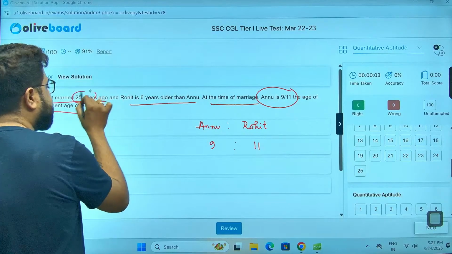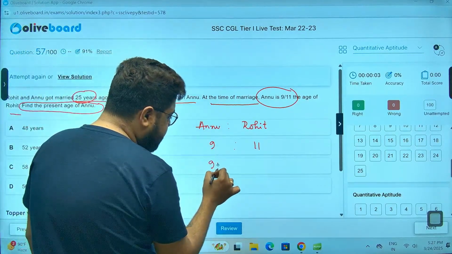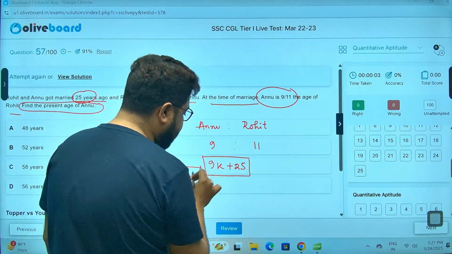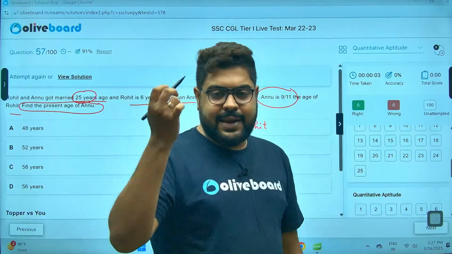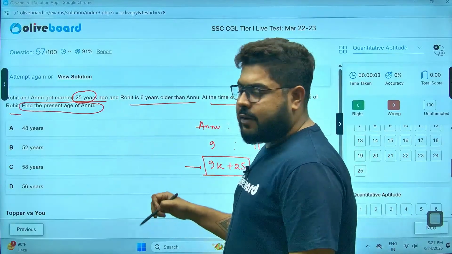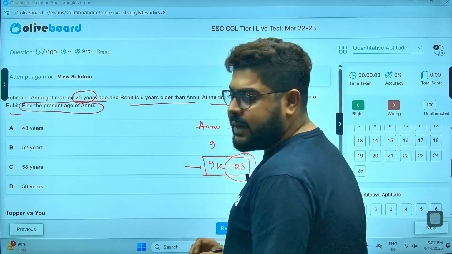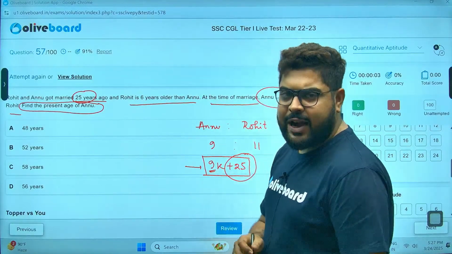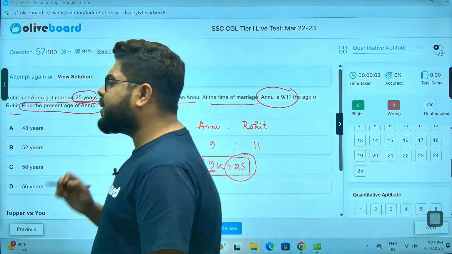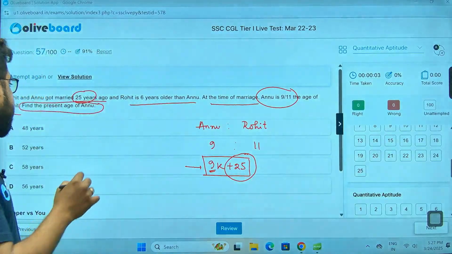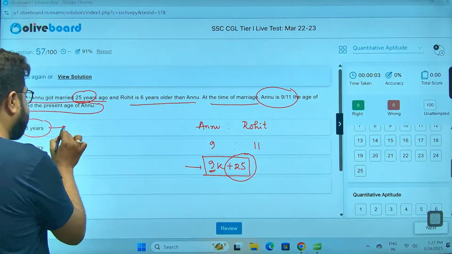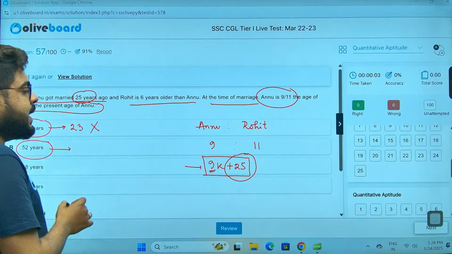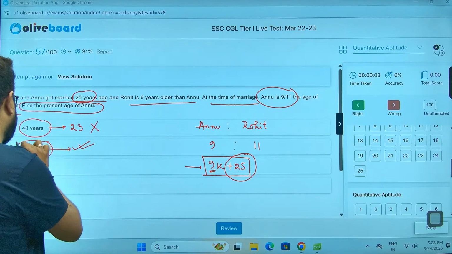Now, the present age of Anu will be 9 times some multiple plus 25, because it is now 25 years from that time. So from the options, if I subtract 25, it has to be divisible by 9. I do not need to do the question. 48 minus 25 gives you 23, not divisible by 9. 52 minus 25 is 27, divisible by 9. This must be my answer.